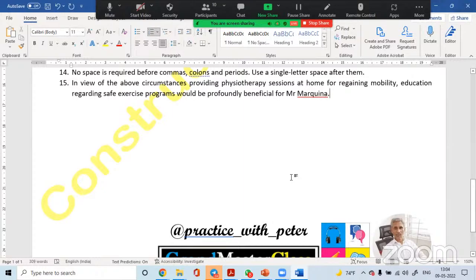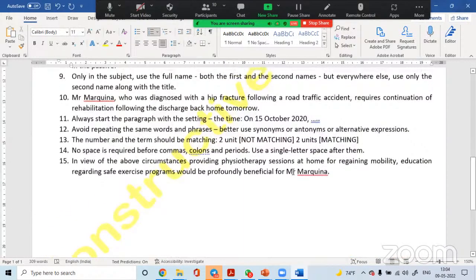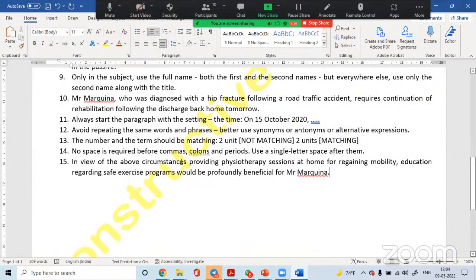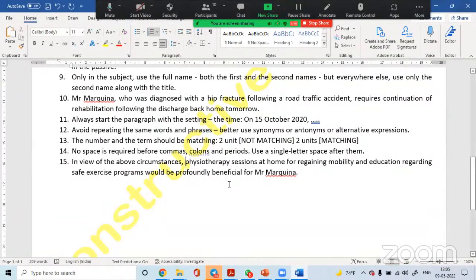Okay. So, in view of the above circumstances, providing physiotherapists at home for regaining mobility, no need for a comma here, and so no need for "providing" also. Physiotherapy sessions at home for regaining mobility and education regarding safe exercise programs would be profoundly beneficial for Mr. Marquina. That's all.